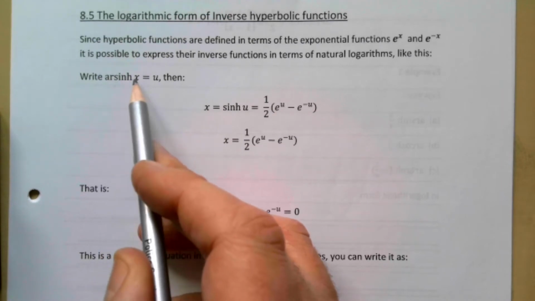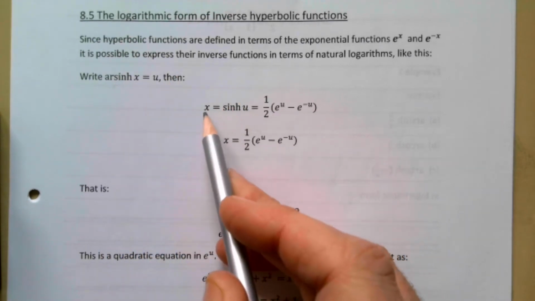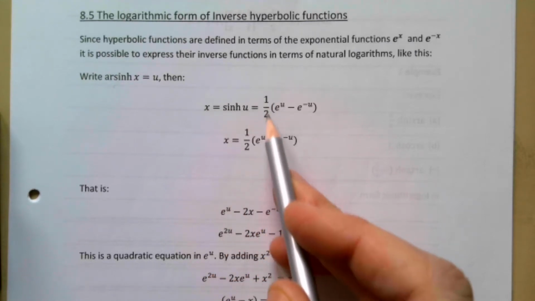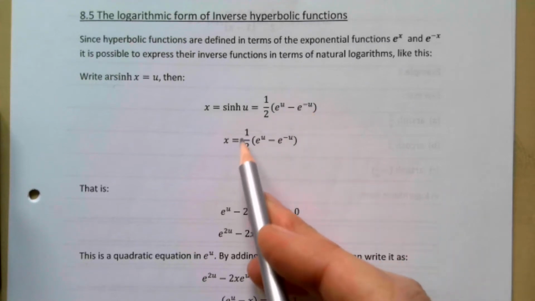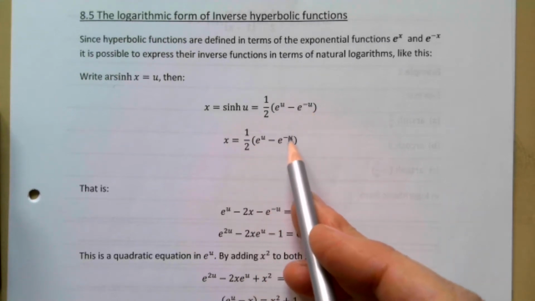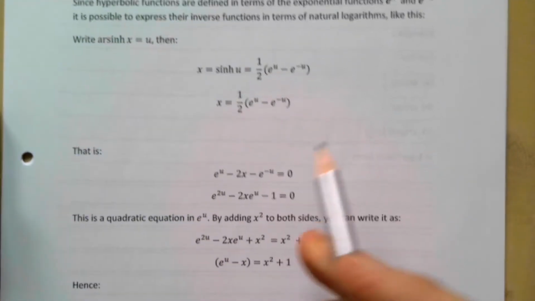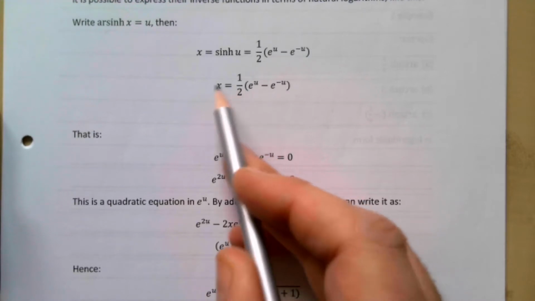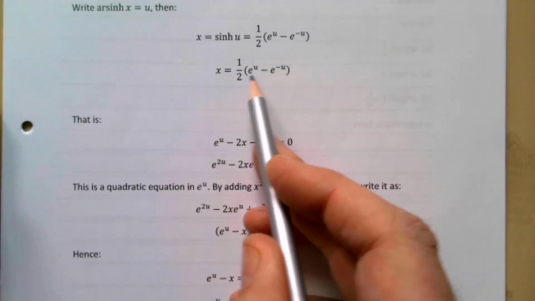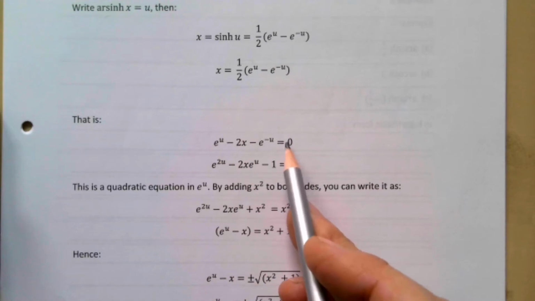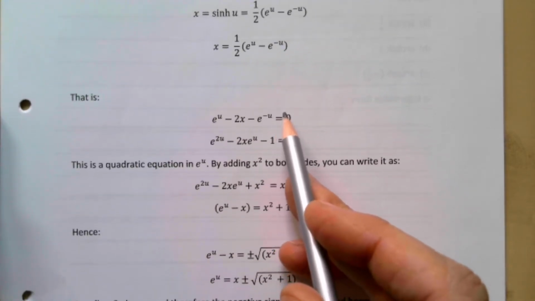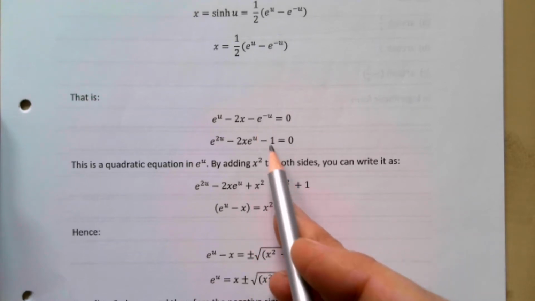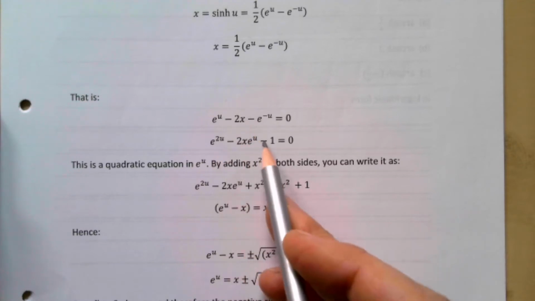If we want to write arsinh x equals u, then we can write x equals sinh u. So x equals a half, e to the u minus e to the minus u. Try to rearrange this into a different form. If we times everything by 2, that changes this to 2x and gets rid of the half. Multiplying through by e to the u changes this to a 1, remember, e to the u times e to the minus u gives us e to the 0, which is just 1. This gives us e to the 2u and then 2x e to the u.